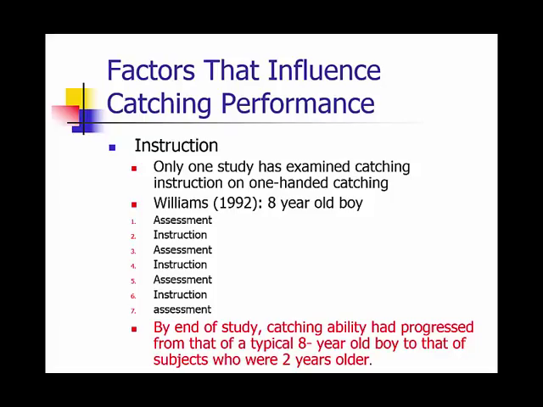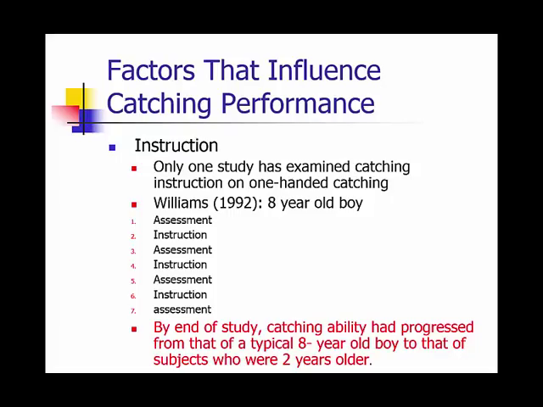And then last slide, finally, one study, and this was only one study, so I'm not sure how much credence we can put in this, but I think it's interesting because it does show you a single subject design. So one study examined the influence of catching instruction on children's one-handed catching ability. Using a single subject design, these researchers trained an 8-year-old boy. So there was only one subject in this study. Training consisted of 4 assessment sessions and 3 instruction plus practice sessions administered alternately on 7 successive days.